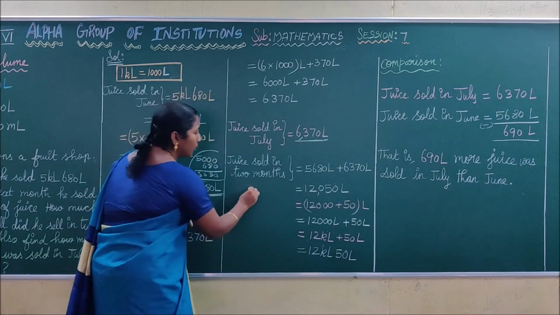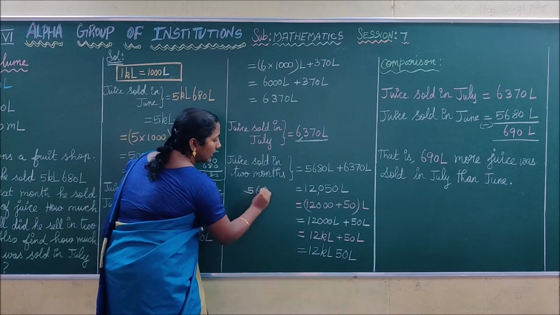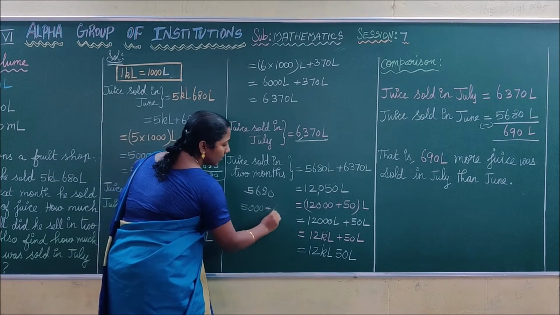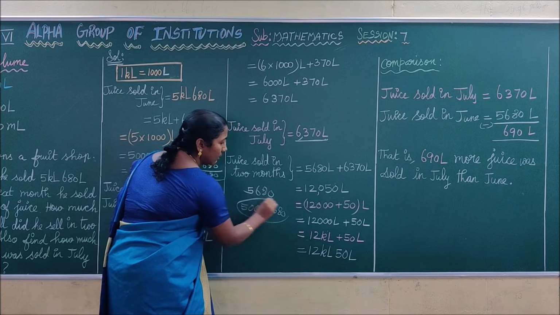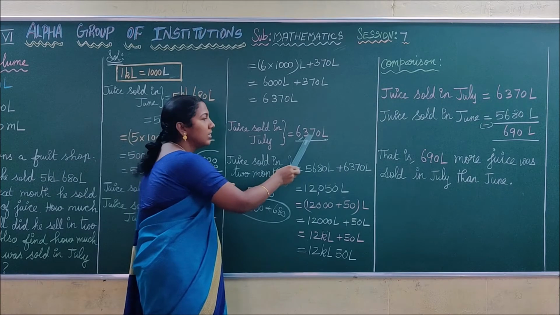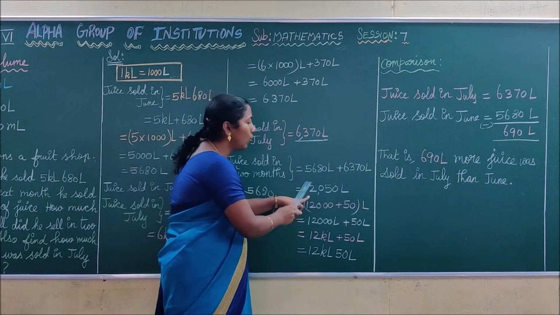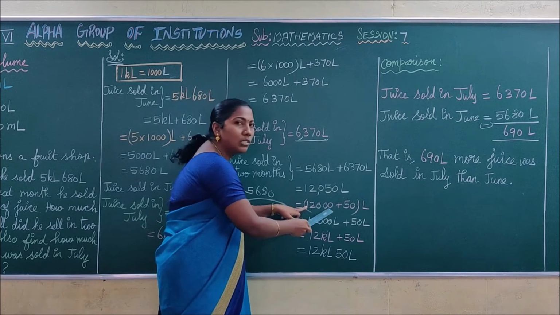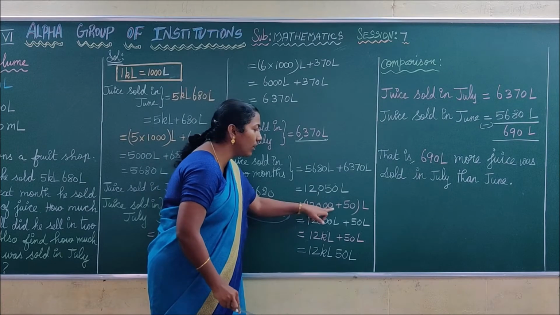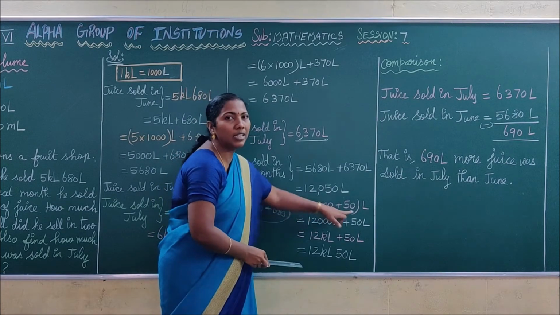I will give one more example. You can take this also: 5,680. How can we split it? 5,000 plus 680. Is it clear, children? How can you split it? 6,000 plus 370. Similarly, I am splitting this. Here we have 2 digits, so we are writing 12,000 plus 50 liter. Is it clear, children? Now, why we are writing this is, in order to convert this liter into kiloliter, we are splitting the term like this.